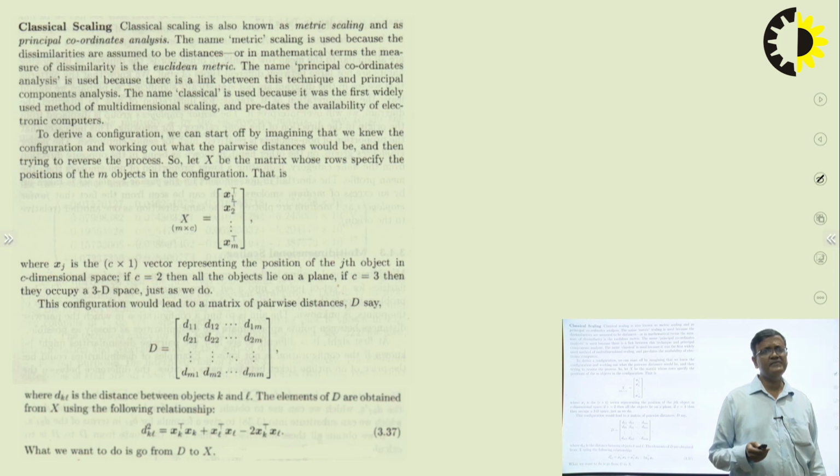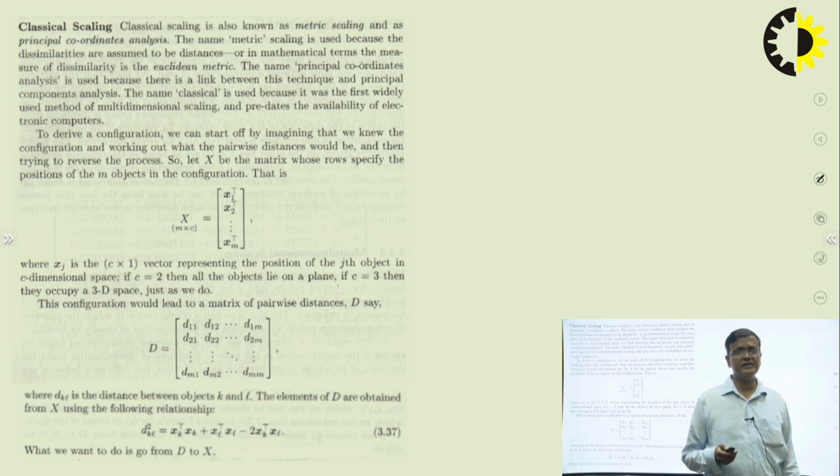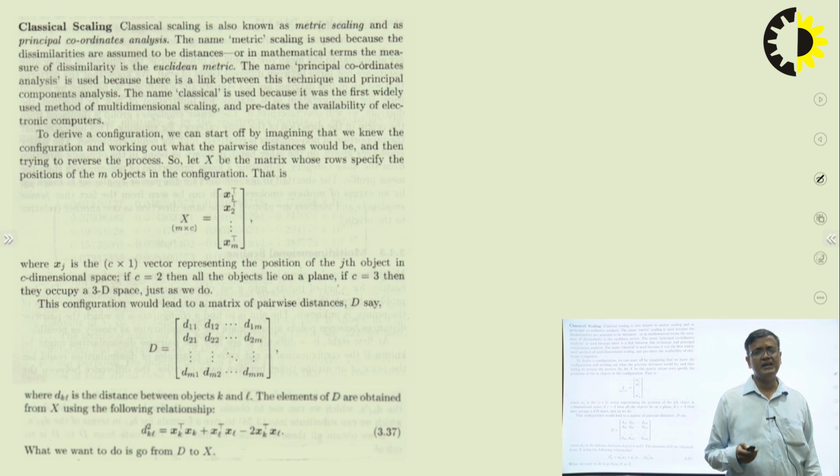So what we have to do is reach from D to X. Initially we are assuming some value of X, which is the configuration, and we have to reach the final configuration using the dissimilarity matrix.